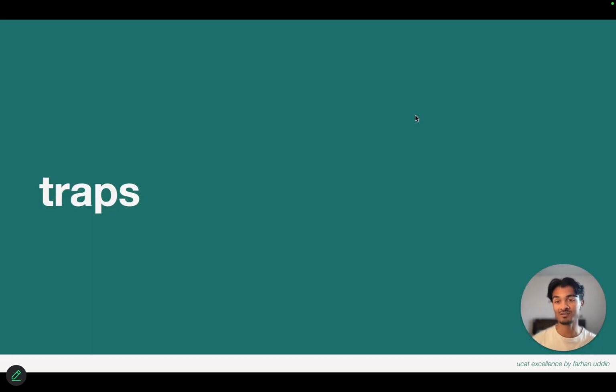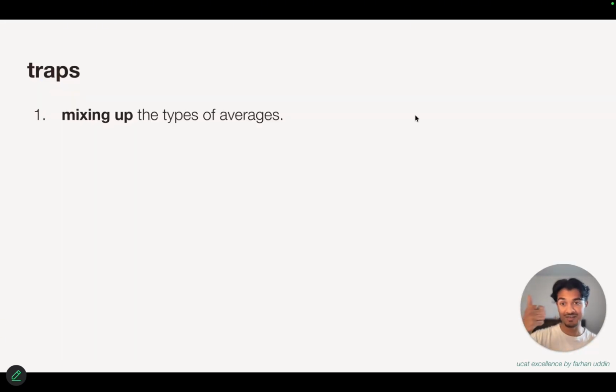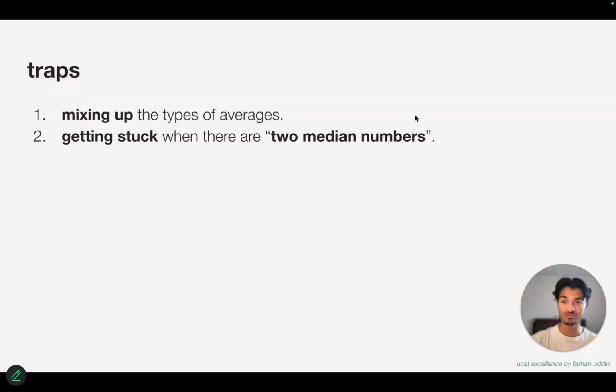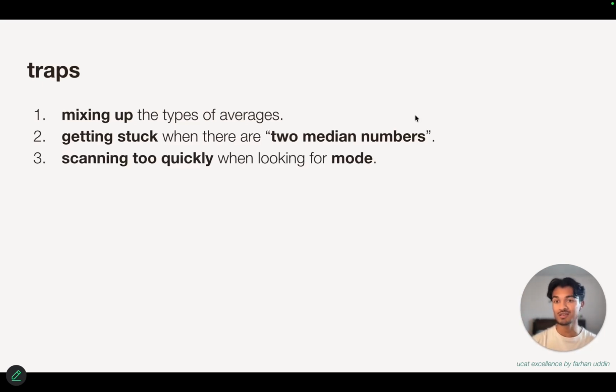Otherwise, let's go into some common traps that people fall into when it comes to average questions. Number 1 is mixing up the types of averages. Number 2 is getting stuck when there are 2 median numbers. You know now that you need to find the average of those two median numbers. And 3 is scanning too quickly when looking for the mode.